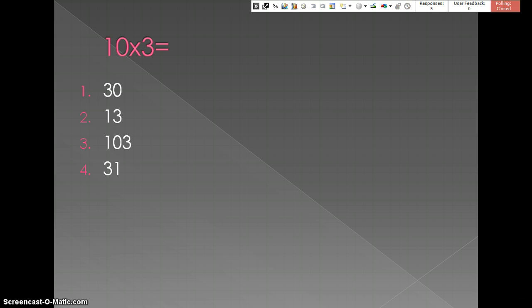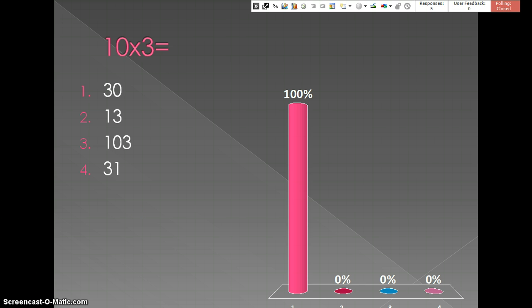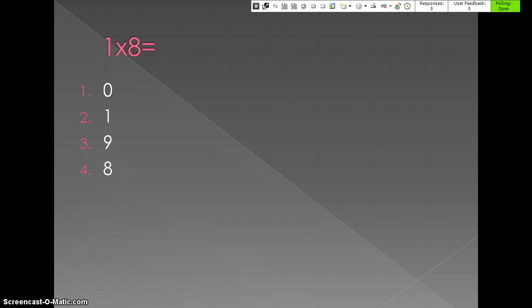All right, let's see how everybody did. 100% of you guessing 1, which was 30. And you are correct. Excellent job, everyone. 1 times 8. Let's see how we did.